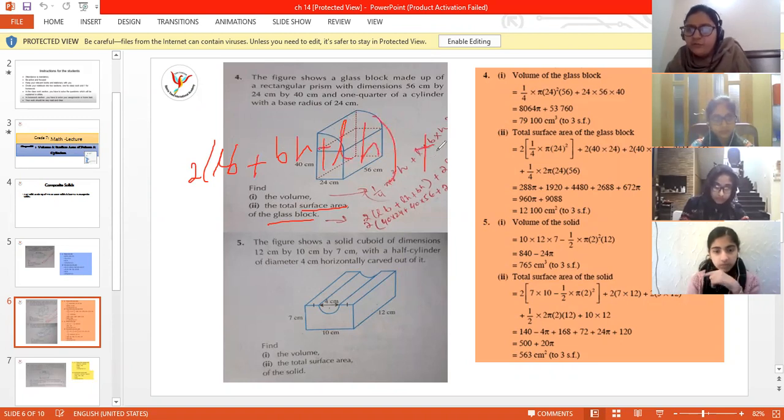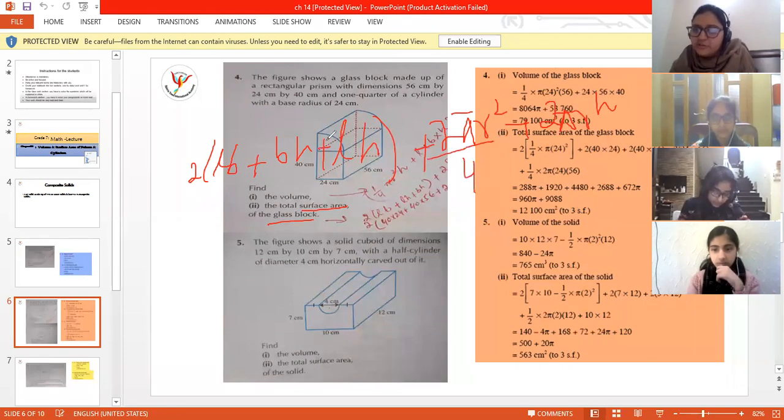plus, what is the formula for the cylinder? Surface area of cylinder, 2 pi r square plus 2 pi r h. Clear? Just divide it by 4 because it is a quarter cylinder. So 2 pi r square divided by 4, plus 2 pi r h divided by 4. Clear? Because it is a quarter cylinder and we are not going to subtract anything from the area of this glass block, because we can see with our eyes inside the cylinder and the prism.